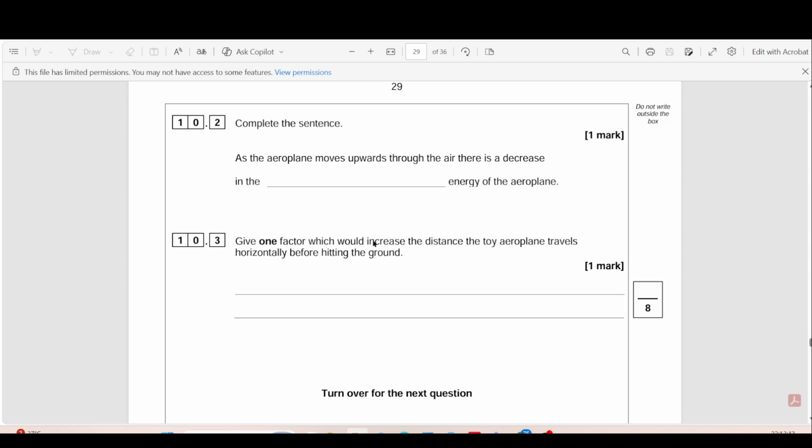Give one factor which would increase the distance the toy airplane travels horizontally before hitting the ground. The weight of the airplane. By reducing it or increasing it? What would increase the horizontal distance? Reducing the weight. Yes, reducing the mass. Okay.